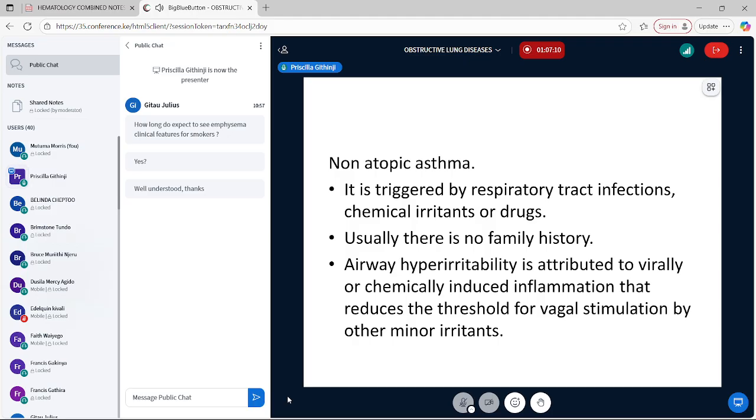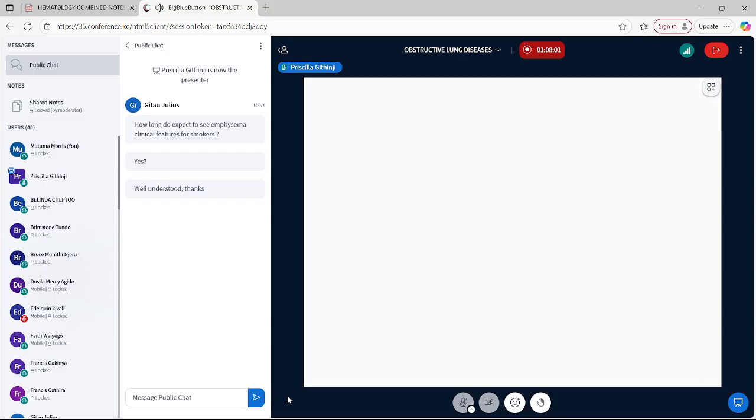For the non-atopic asthma, this is mainly triggered by respiratory tract infections. It can also be triggered by chemical irritants, and we'll look at occupational asthma, or it can be triggered by drugs, drug-induced asthma. And in these patients, there's usually no family history. So there's no genetic susceptibility that can be found that will cause this person to develop asthma. And in these patients, they usually have airway hyperirritability that is attributed to viral or chemical induced inflammation that reduces the threshold of vasostimulation by other minor irritants, and therefore their body hyperreacts to those irritants.